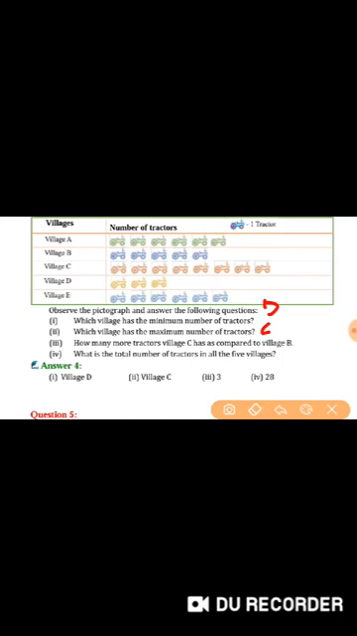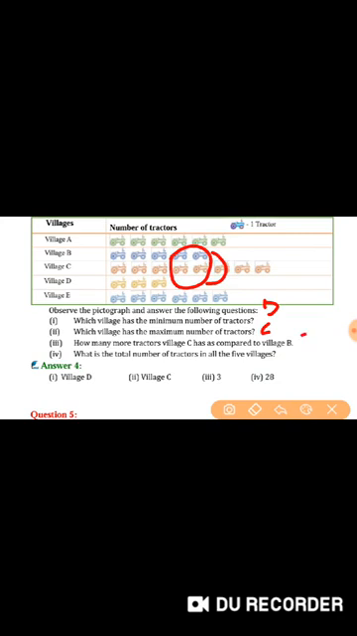Then how many more tractors does village C have as compared to B? How many extra do they have? 2. Because it has 5, the other has 3. So 5 minus 3 is equal to 2, like that.